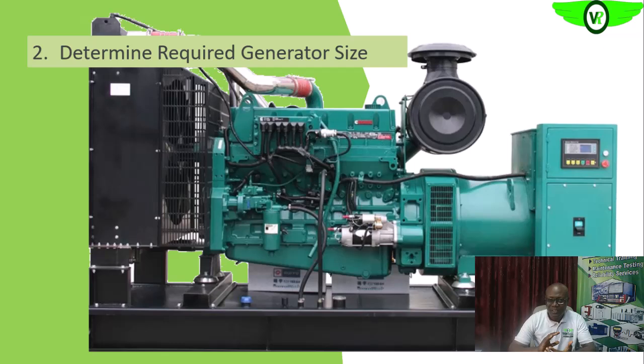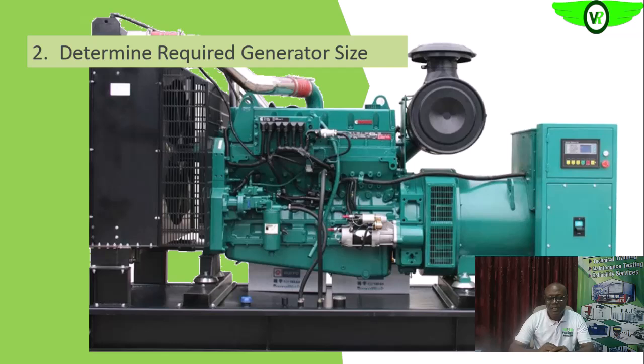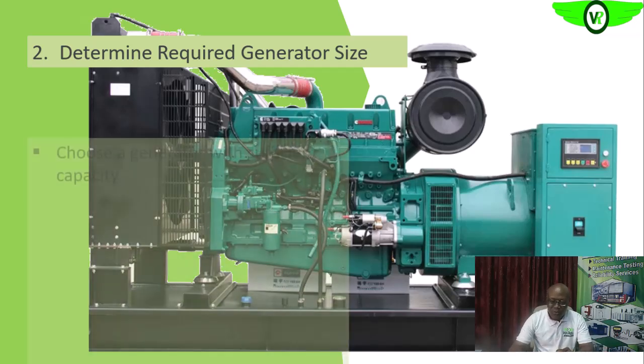So now you have gotten the load requirement, the amount of load that you want to power. Let's say you have determined it to be 20 kilowatt. Yes, 20 kilowatt, that is 20,000 watts. Now you want to determine the right size of generator. The generator that is required will be required to power that 20 kilowatt.